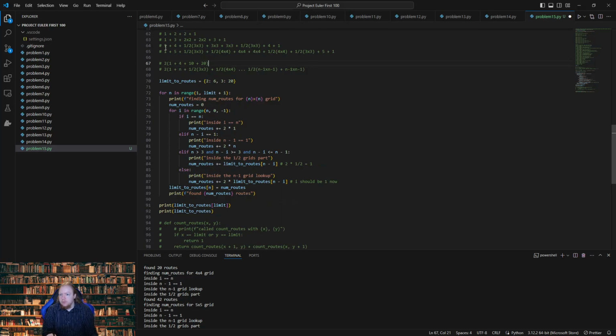So 2 times 1 plus 4 plus half 3 by 3 plus 3 by 3. So half 3 by 3 is 10 because 3 by 3 is 20. 1 plus 4 plus 10 is 15, plus 20 is 35, times 2. It should be giving us a 70. It gave us 42. So clearly something in our math is not right.